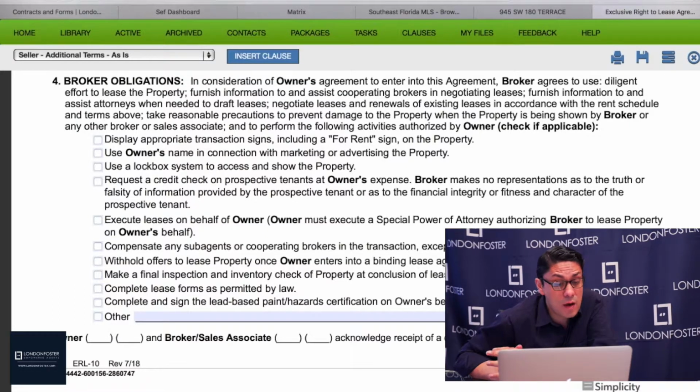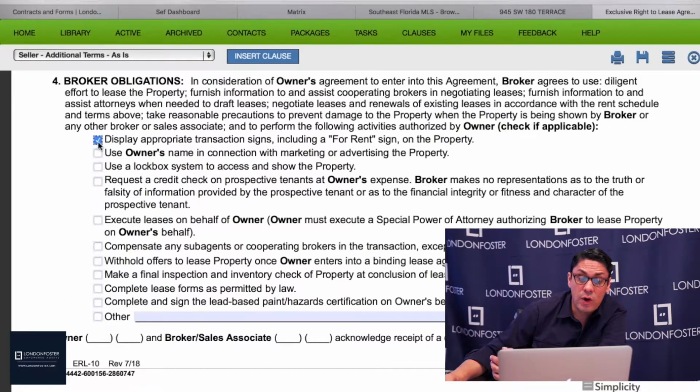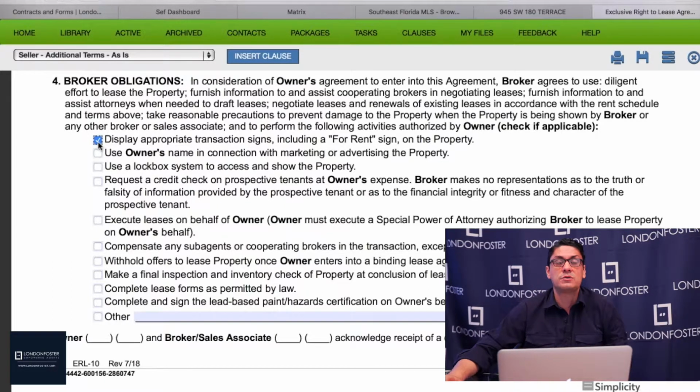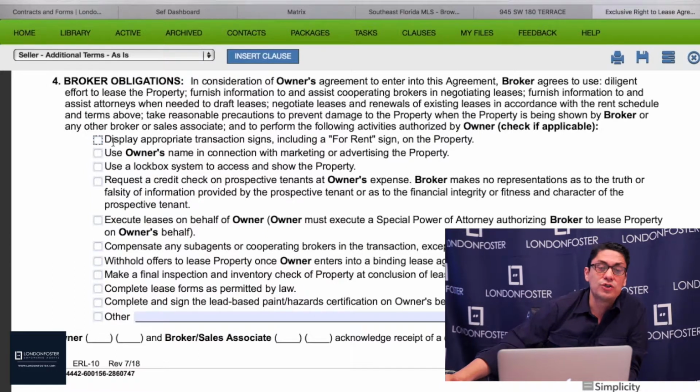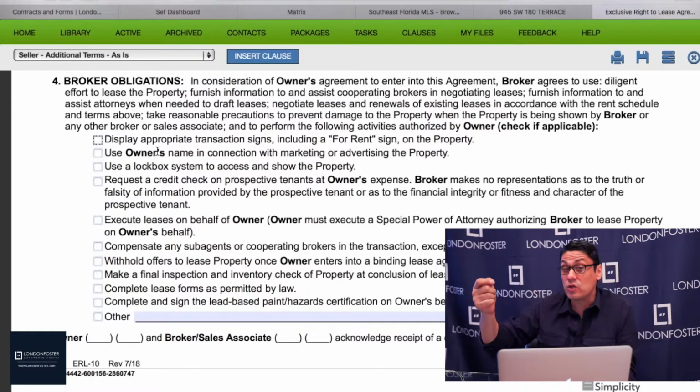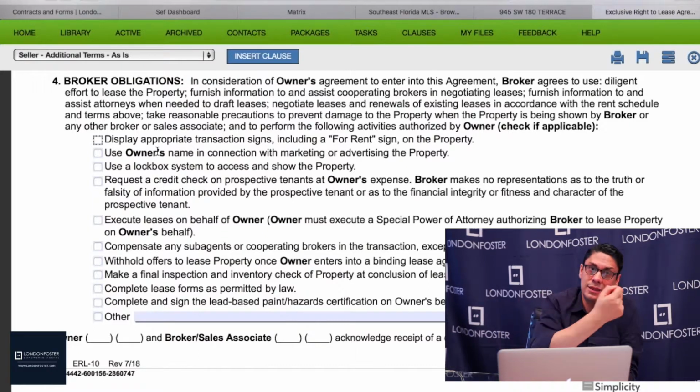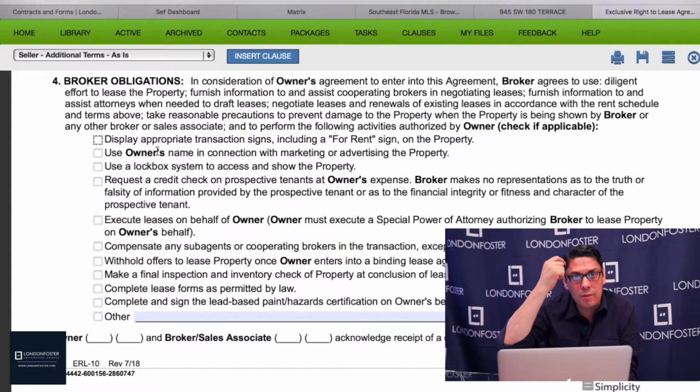For instance, display appropriate transaction signs, including for rent sign, on the property. Well, if it's a condo, you cannot do that. So this is a home, so I should be able to do it. But guess what? It's part of a homeowners association, so no, we are not permitted to do it. This is the reason why we're checking it off, is so that the owner understands what we can and cannot do, and so that the realtor understands what the landlord has a perception in their mind of what they're expecting.